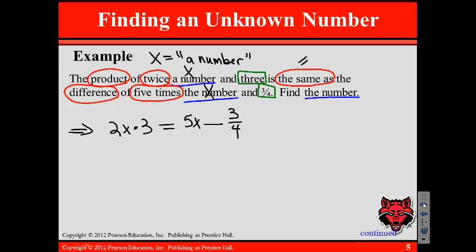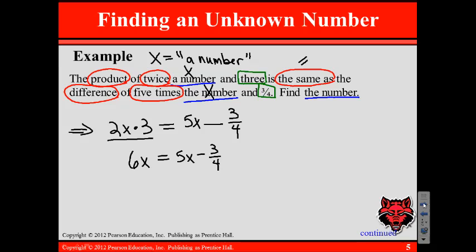Now we have an equation very similar to what we would have seen in the last section. Let's go through the same process we would have before and find the solution. So we start by simplifying each side. On the right-hand side, we don't have any like terms. On the left-hand side, we have a multiplication problem. 2x times 3 is 6x. So we simplify a little bit. 6x equals 5x minus 3/4.